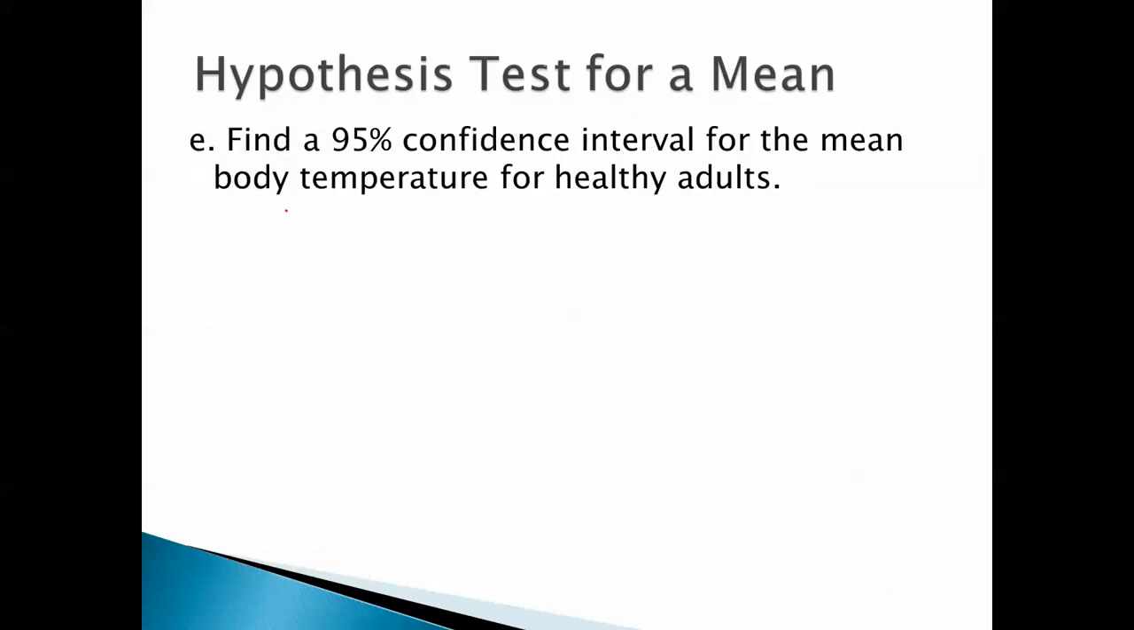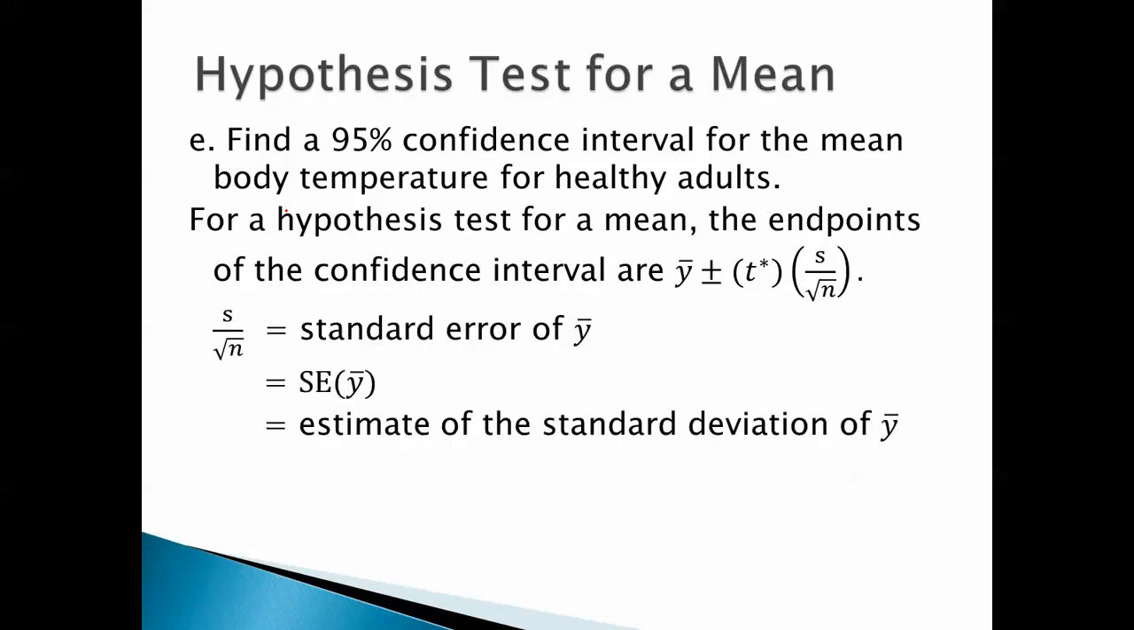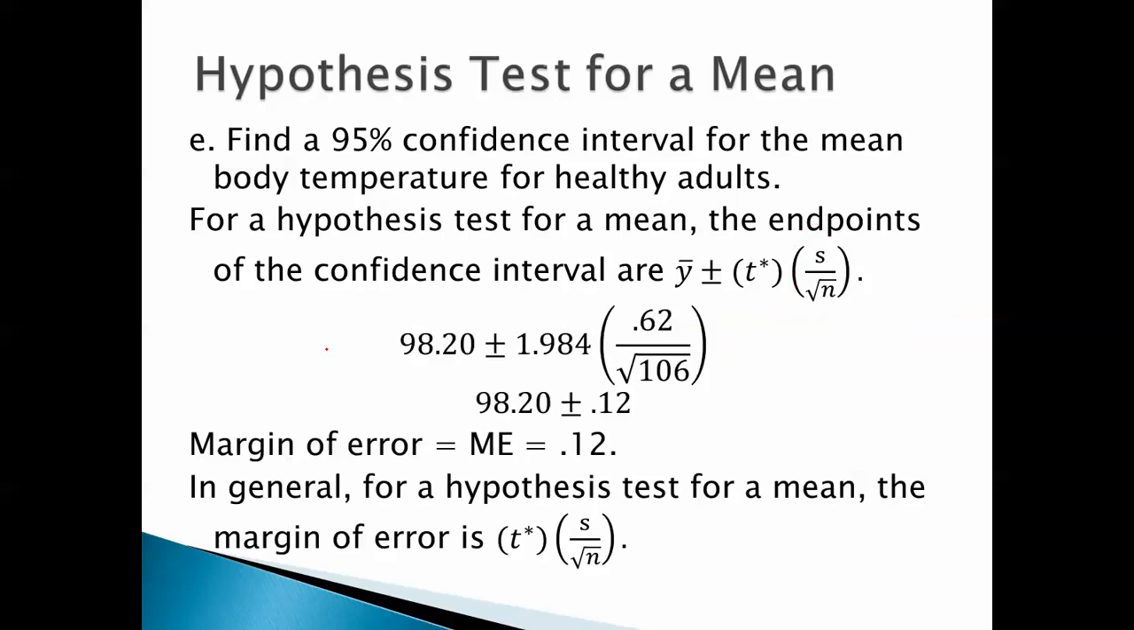Find a 95% confidence interval for the mean body temperature for healthy adults. Okay, for a hypothesis test for a mean, the endpoints of the confidence interval are y bar plus or minus t star s over square root n. S over square root n, this is what we call the standard error of y bar. We represent it that way sometimes, and that's our estimate of the standard deviation of y bar.